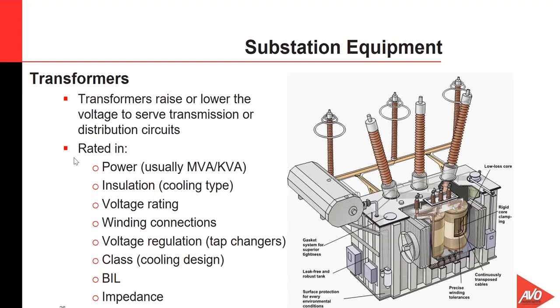BIL, basic impulse level. Impedance is another one. But what it really comes down to is what the customer really needs and what that transformer is going to be based off of as far as its design is concerned.